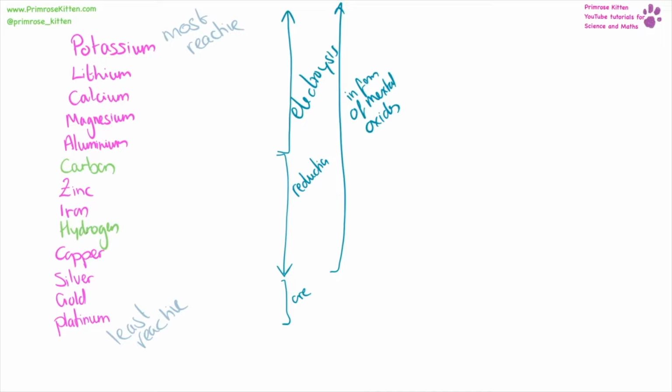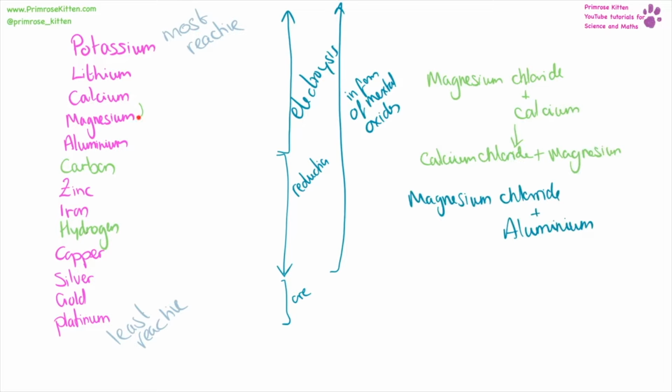And we can use this to predict the products for displacement reactions. If we reacted magnesium chloride with calcium, because calcium is more reactive than magnesium, the calcium is going to take the place. So we are going to get calcium chloride plus magnesium as our products. However, if we reacted magnesium chloride with aluminium, because magnesium is more reactive, aluminium cannot take the place, it will not displace it, so no reaction is going to take place.